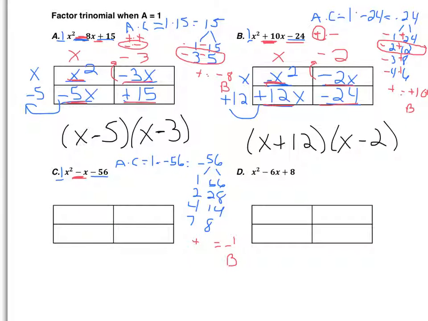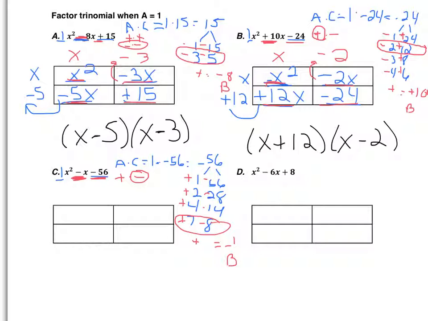So let's go back and look at our signs. The sign of our 56 is negative, so we know that we have to have a positive times a negative to multiply to get a negative. And here in the middle we have -1, so that means the negative has to be bigger. So let's go back. The negative number has to be bigger, so all these bigger numbers are negative, and then all the smaller numbers are positive. And then we're going to look through and see which ones add up to a -1.